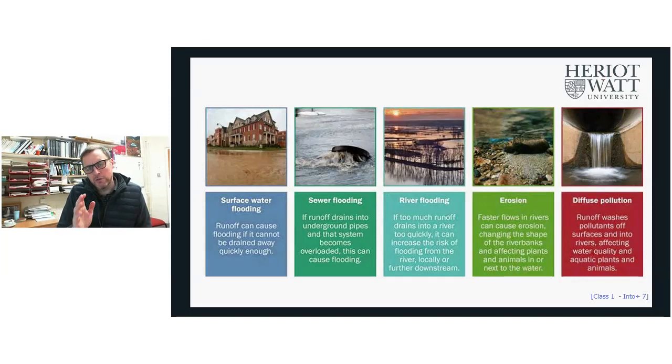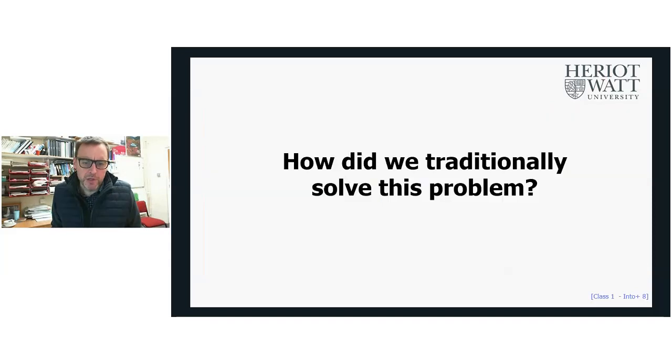It can cause erosion in the river, which is not a good thing because that means destruction of habitats, and also the pollutants that come from the urban surfaces, whether it's intentional or not, can pollute that watercourse as well. So these five things encapsulate a lot of the problems we have. So how did we traditionally solve this problem?